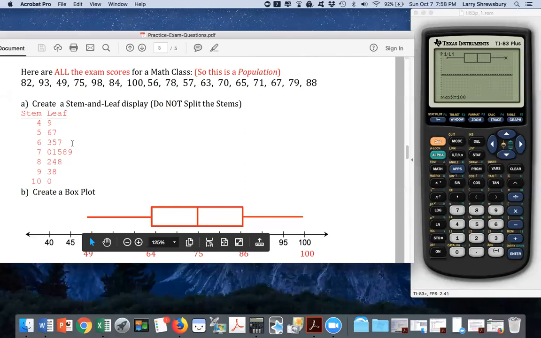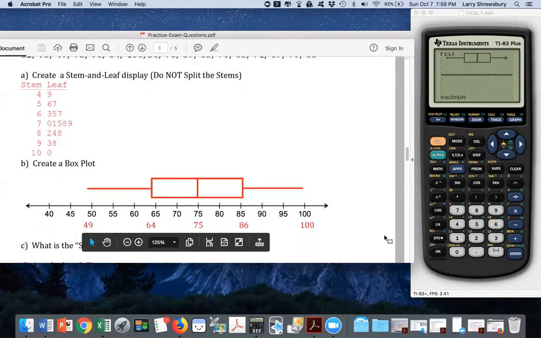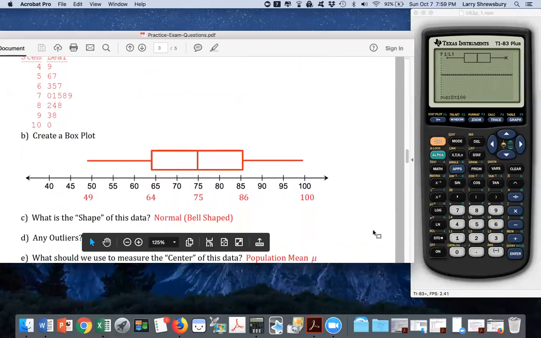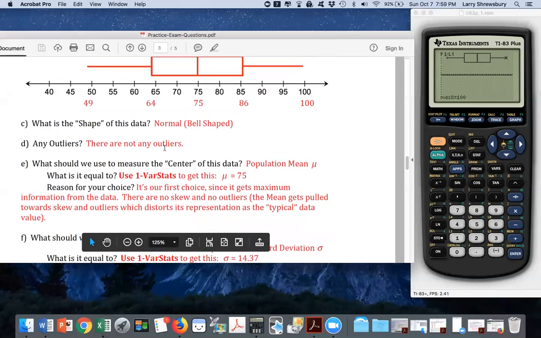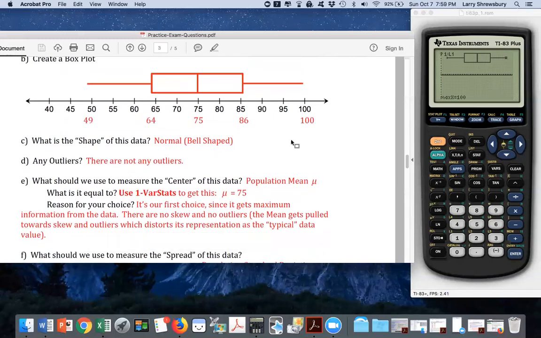You got to refer to your stem and leaf display to tell you the shape, which is a bell-shaped or normal distribution. So down here you'll see that, yep, the shape is normal. And for outliers, you don't trust the stem and leaf, you trust your box plot. So there's no outliers. So it's bell-shaped, normal distribution, no outliers. That means we have no skew and no outliers.